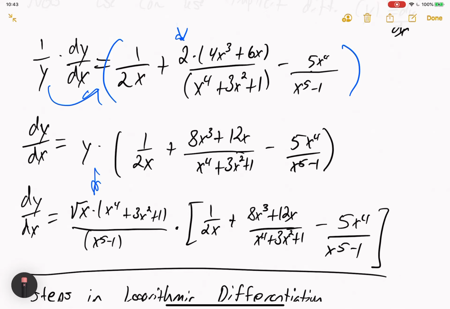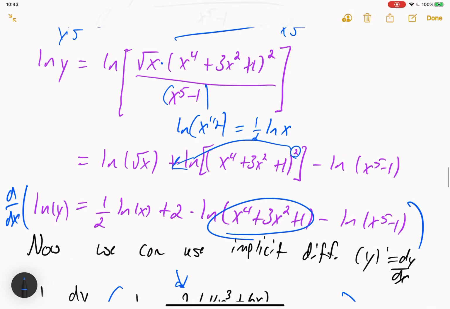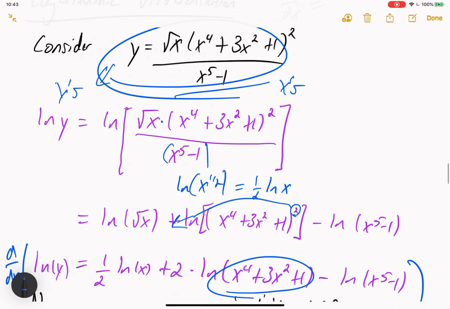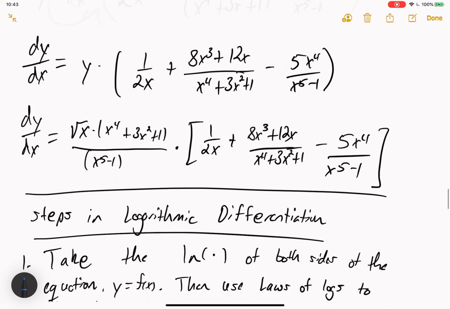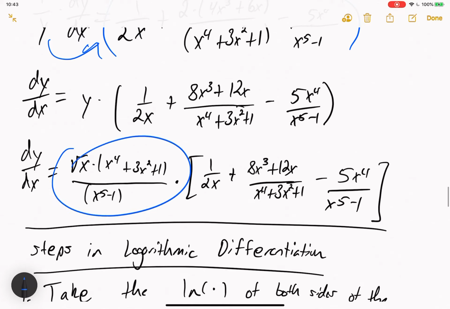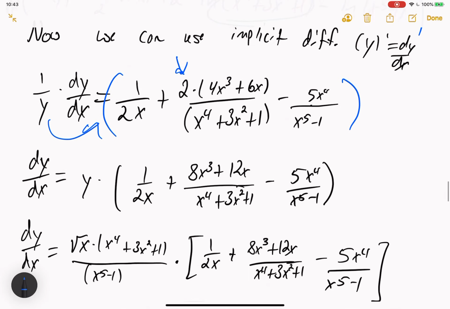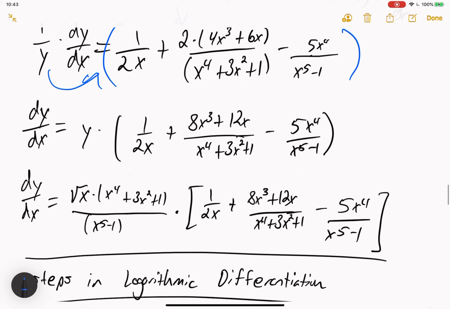So in this case, y is equal to the square root of x times x to the fourth plus 3x squared plus 1 squared, divided by x to the fifth. So we plugged in for y, and we still multiply by the original thing. So that's it really. That's going to be our final answer. It's not too complicated. After we took the derivative, all we did was just solve for dy dx. So we moved the y over, replaced what the y was, and that was it.